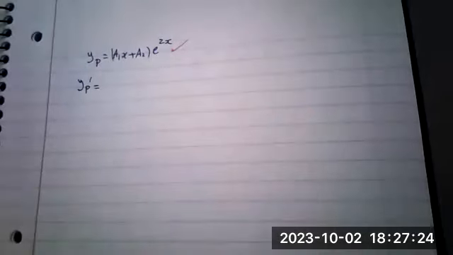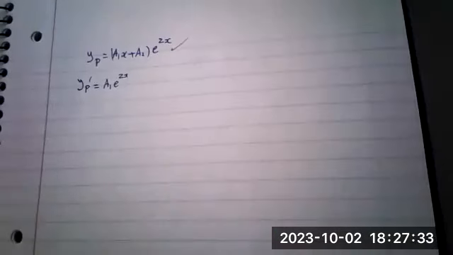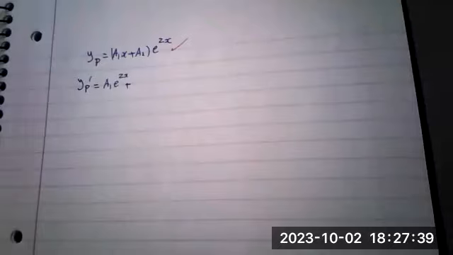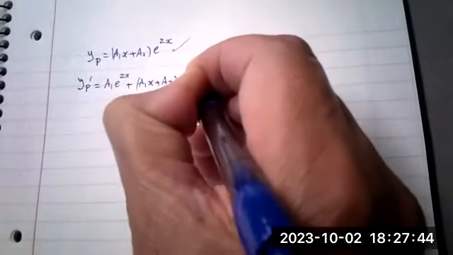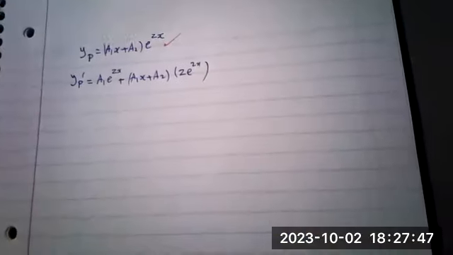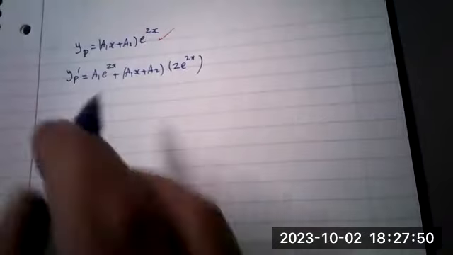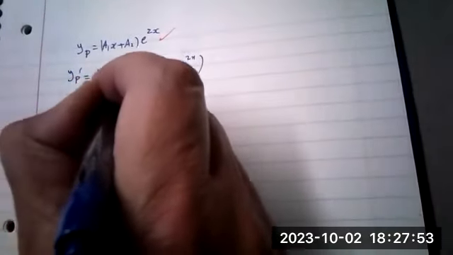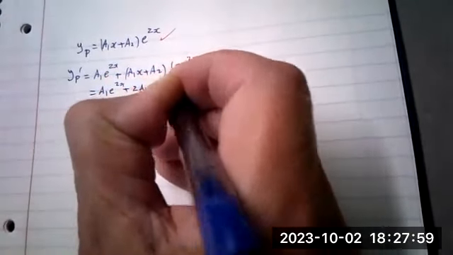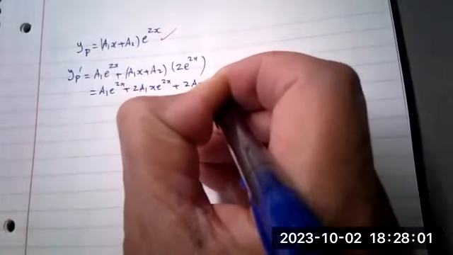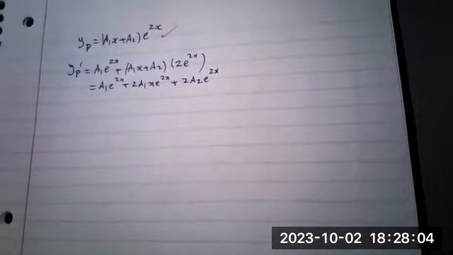Product rule: derivative of the first times second, plus second times derivative of the first. Derivative of the first one would be a1 e to the 2x. That's the derivative of the first times second. Derivative of the second times first: the exponential function never changes, the derivative would be 2 times, so it's going to be a1x plus a2, times 2e to the 2x. You better multiply them together and simplify it a little bit: a1 e to the 2x, plus 2a1 x e to the 2x, plus 2a2 e to the 2x.